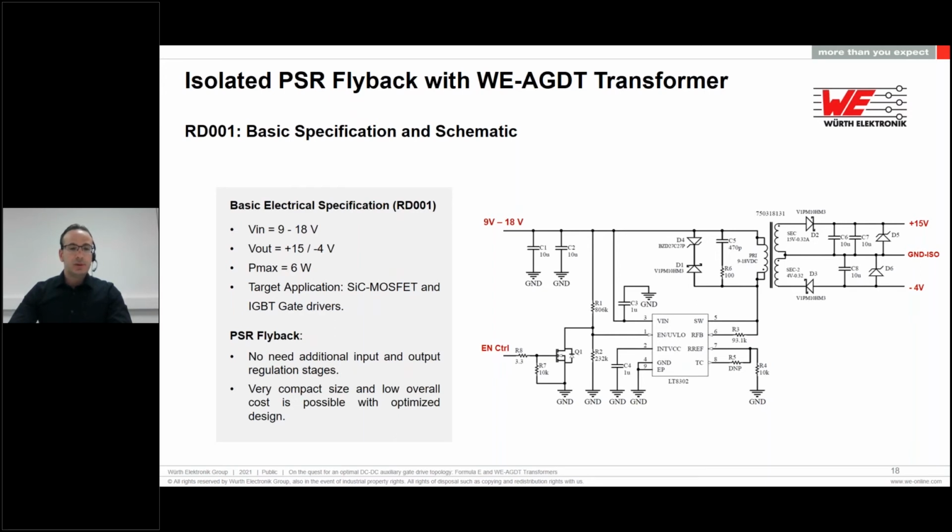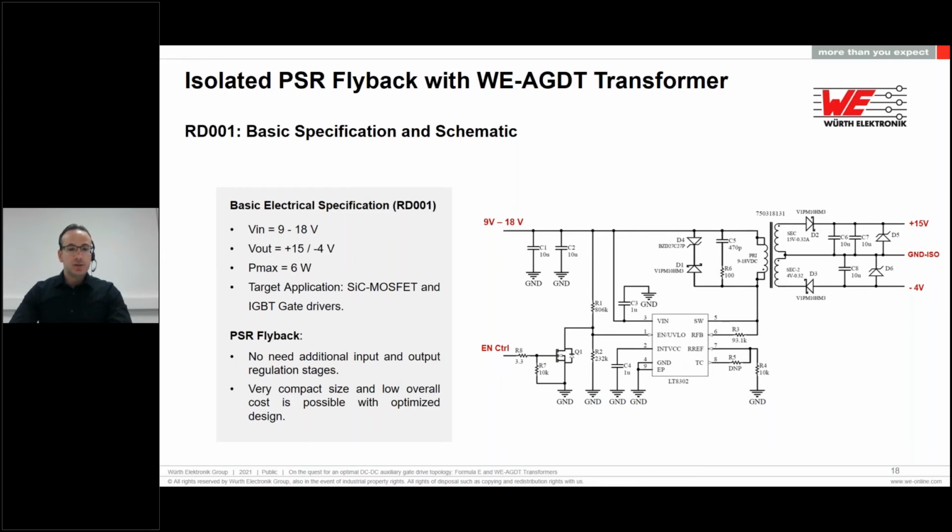The design has been implemented with a primary side regulated flyback topology, which for these specifications presents some advantages compared to alternative topologies like the half bridge, the push-pull or a resonant design. This is because the flyback does not require any additional input or output regulation stages. It already accepts a wide input voltage range and provides well-regulated output voltages.